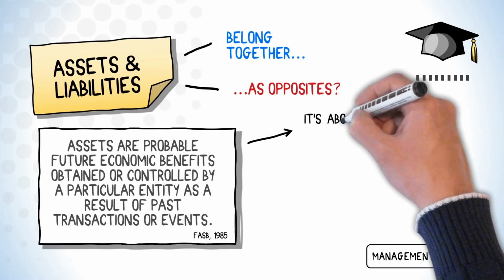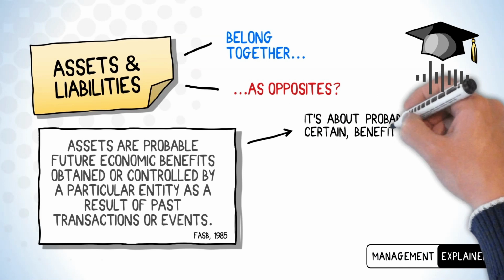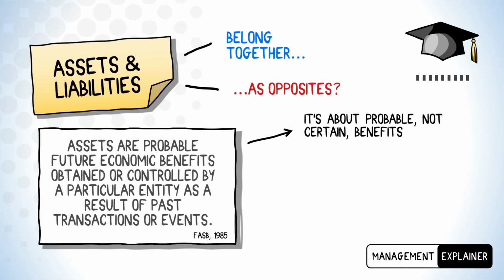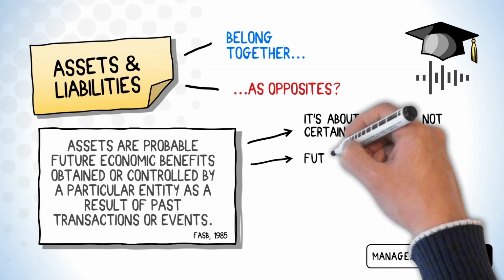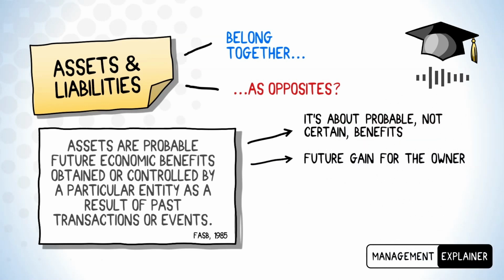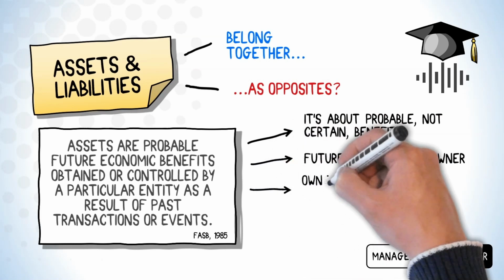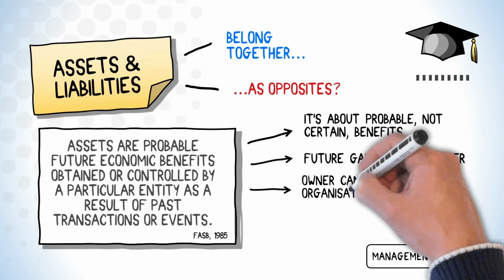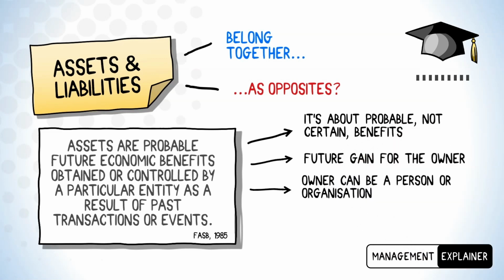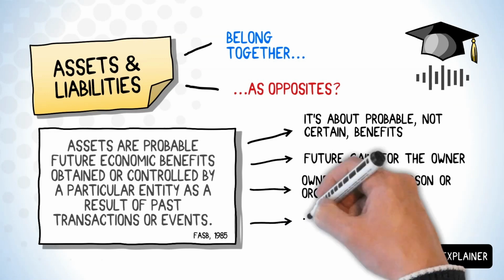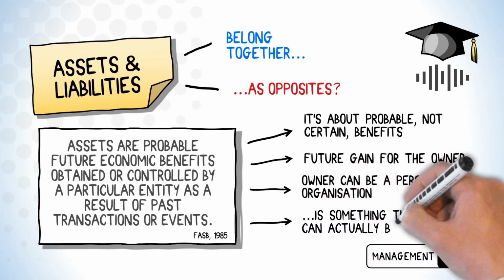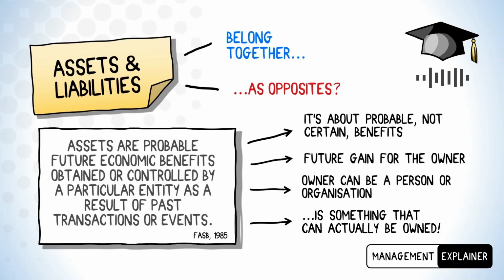First, an asset is about probable, not certain, economic benefits in the future. This means there will probably be some future gain for the owner. The owner is referred to as an entity, simply reflecting the fact that the owner doesn't have to be a real individual, but can also be an organization which counts as a person in some circumstances. Finally, the asset has been obtained or is controlled as a result of past transactions or events, which limits assets to things that can actually be owned, such as pieces of equipment, not other things like the sky, for example.